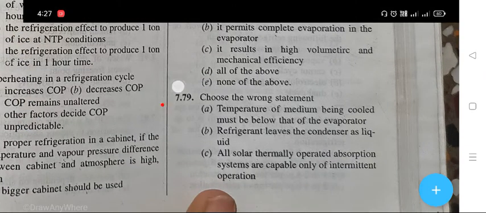Next question, choose the wrong statement. Choose the wrong statement. This is the A. This is the wrong statement because temperature of medium being cooled must be below that of the evaporator.